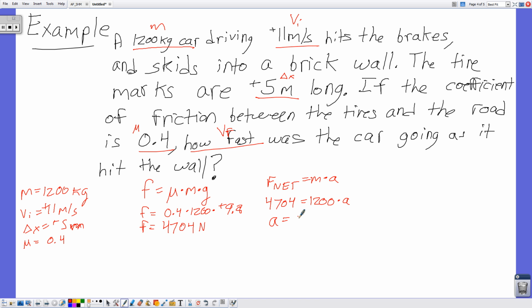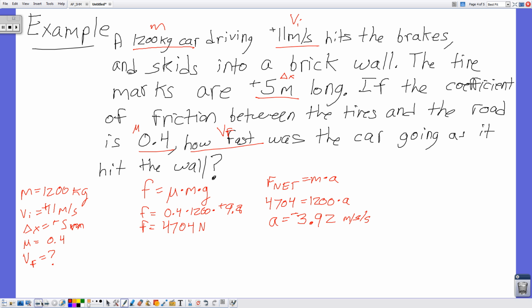And I get 3.92 meters per second per second. But wait. In my notes, it says my acceleration has to have the opposite sign as the initial velocity. My initial velocity is positive, so my acceleration must be negative, which means I need to write it in. Okay, so now let's look at what we know. We know v initial, we know delta x, and we know a, and I want to know v final.